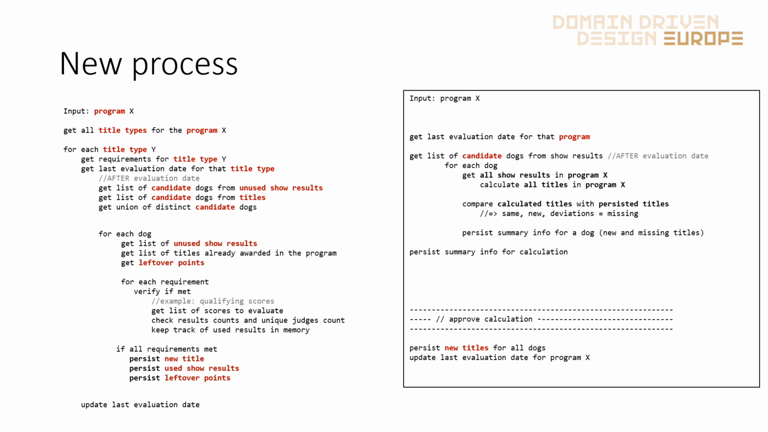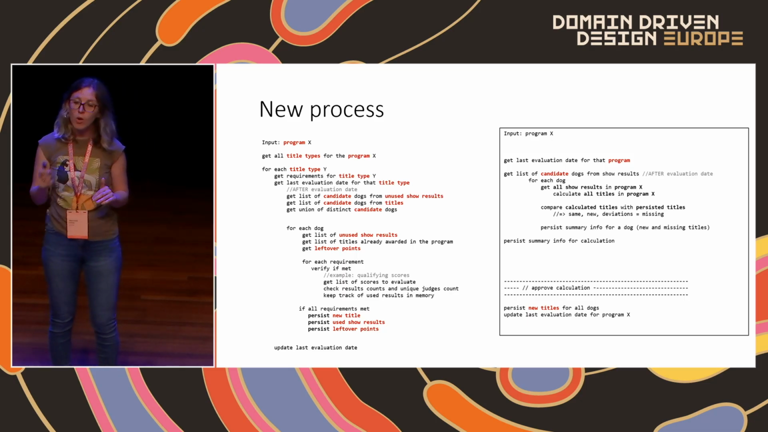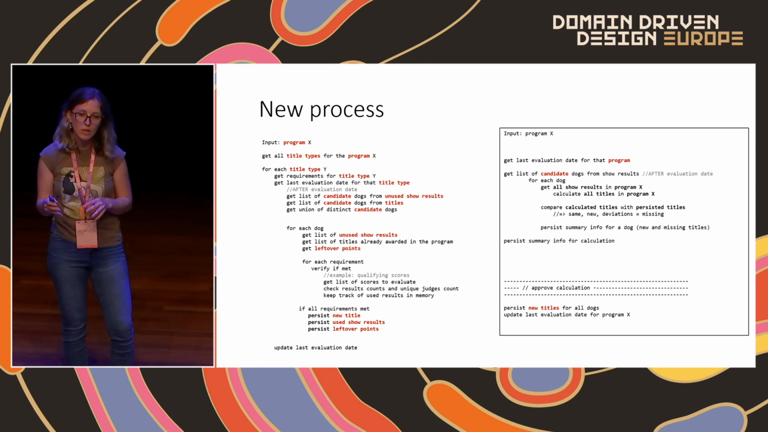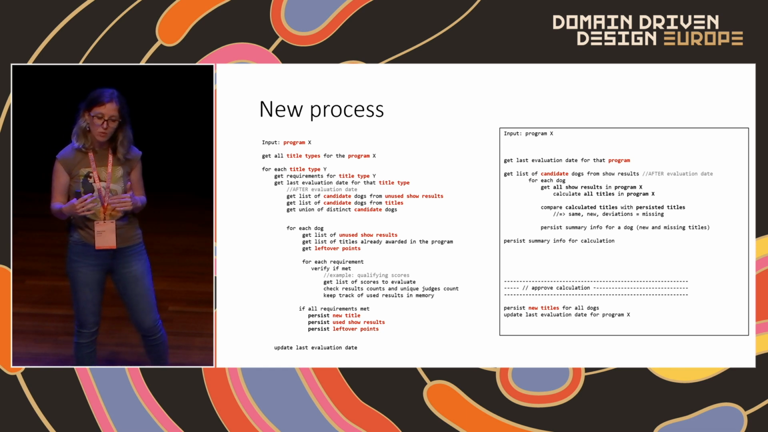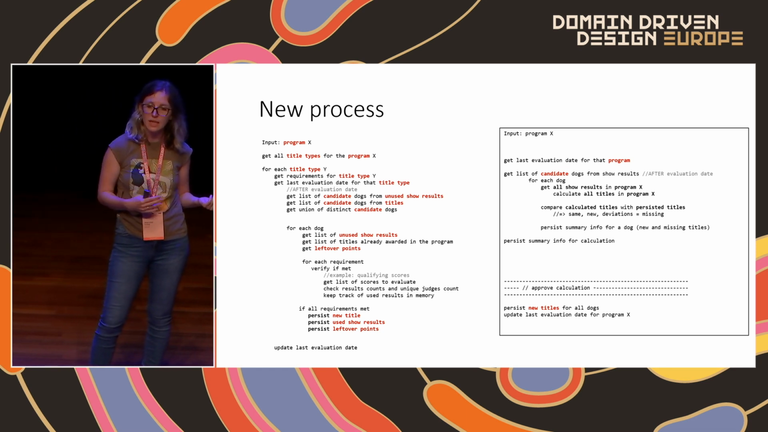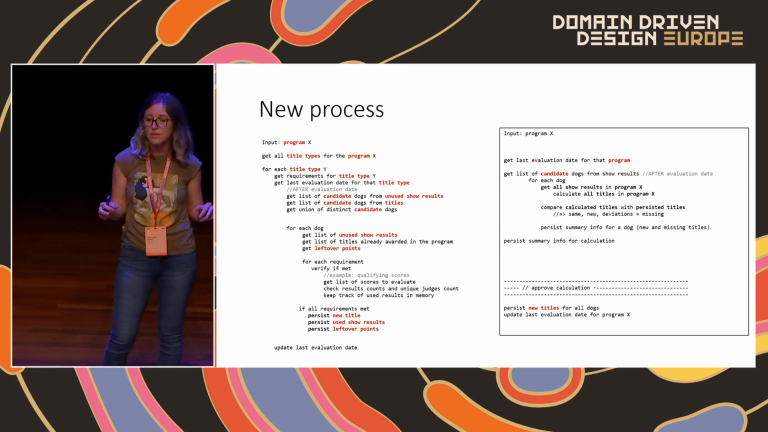So our input still would be program, but the evaluation date would be stored on that program level. Based on that date, we would get a list of candidate dogs, but not based on unused show results or previous titles, but just show results. Then we would calculate all titles, not just new ones. So we needed an additional step here to compare what we calculated with what was already there in the database. And we would get three categories of titles.